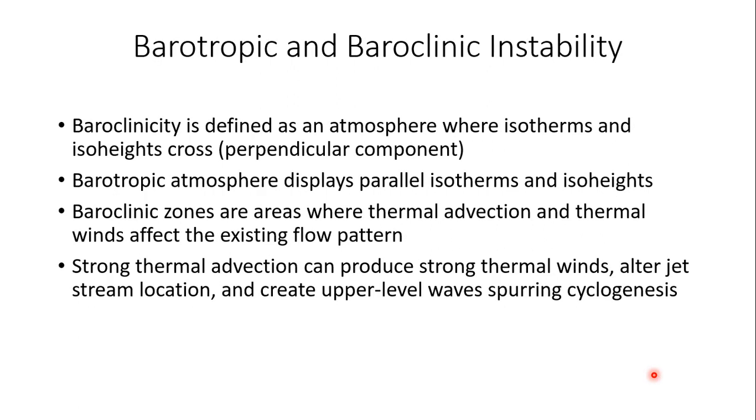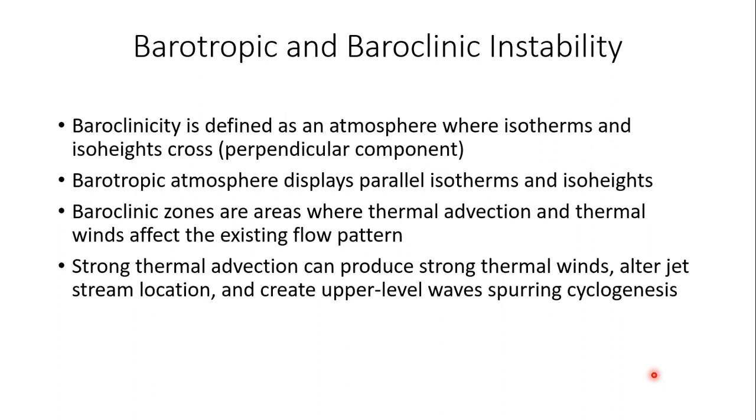Moving on now to the difference between barotropic and baroclinic instability. This is a very important topic in meteorology, and I wanted to touch on this once more. Generally, baroclinicity is defined as an atmosphere where those isotherms and the isoheights, those height contours, cross each other. So there's a perpendicular component to these two lines, the isotherms and the isoheights or height contours. A barotropic atmosphere, on the other hand, displays a parallel isotherm relationship to the isoheights or height contours.